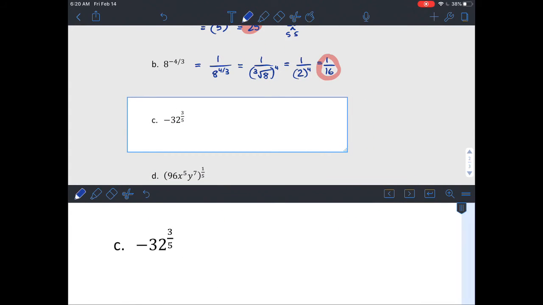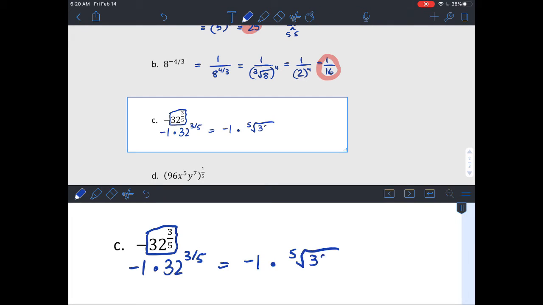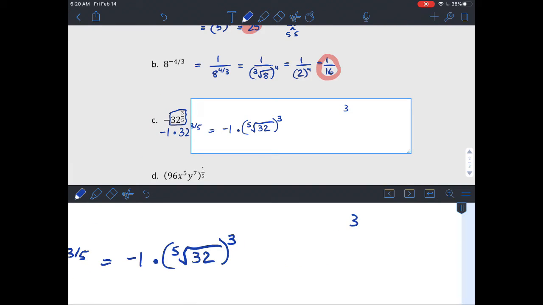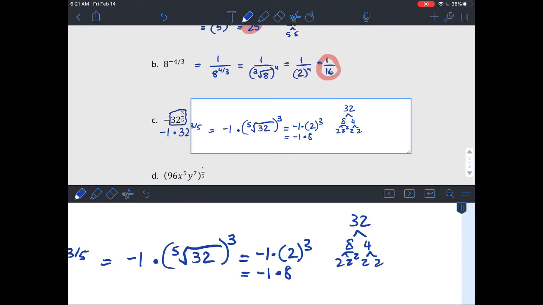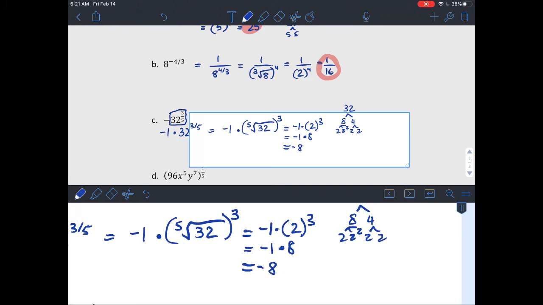This one you have to be a little bit careful to realize the exponent is really only with the 3/5 because order of operations, exponents, and then multiply by your -1. So leave the -1 and rewrite your 32 as the 5th root of 32 to the 3rd. You break that 32 down, we've done it a lot. You end up with the 5th root of 32 being 2, which you would then take to your power of 3, and finally multiply by your -1 to get -8.